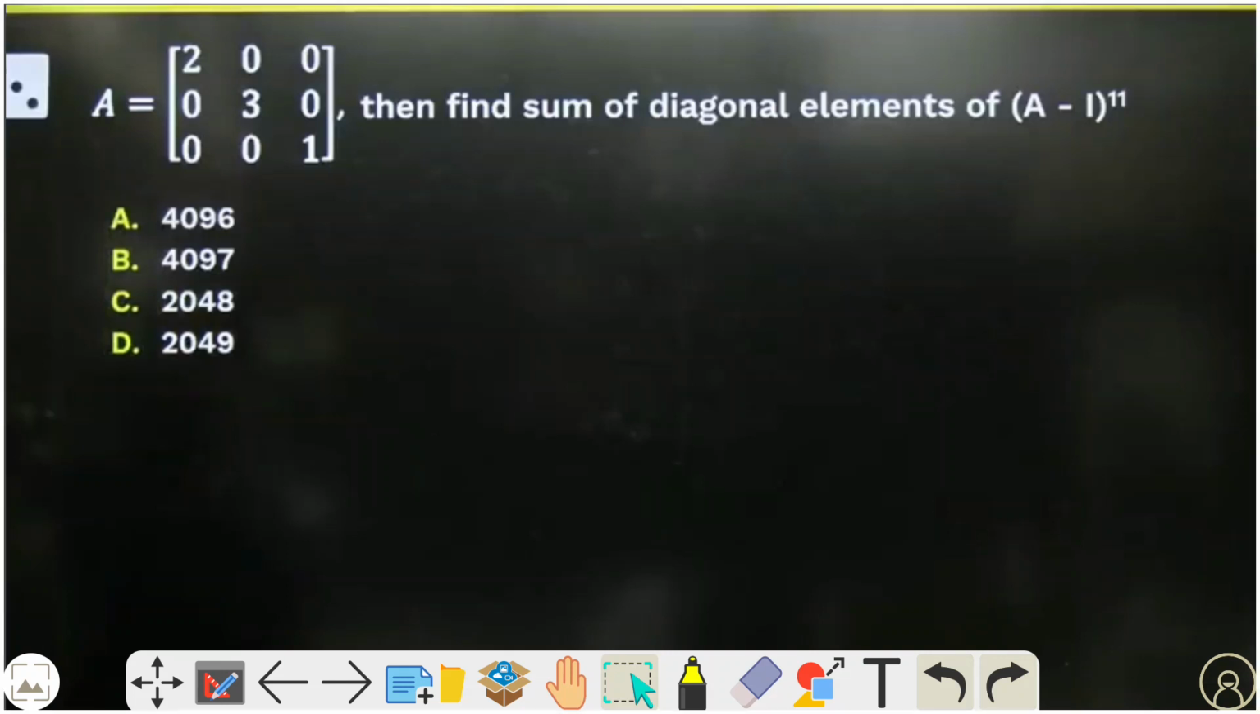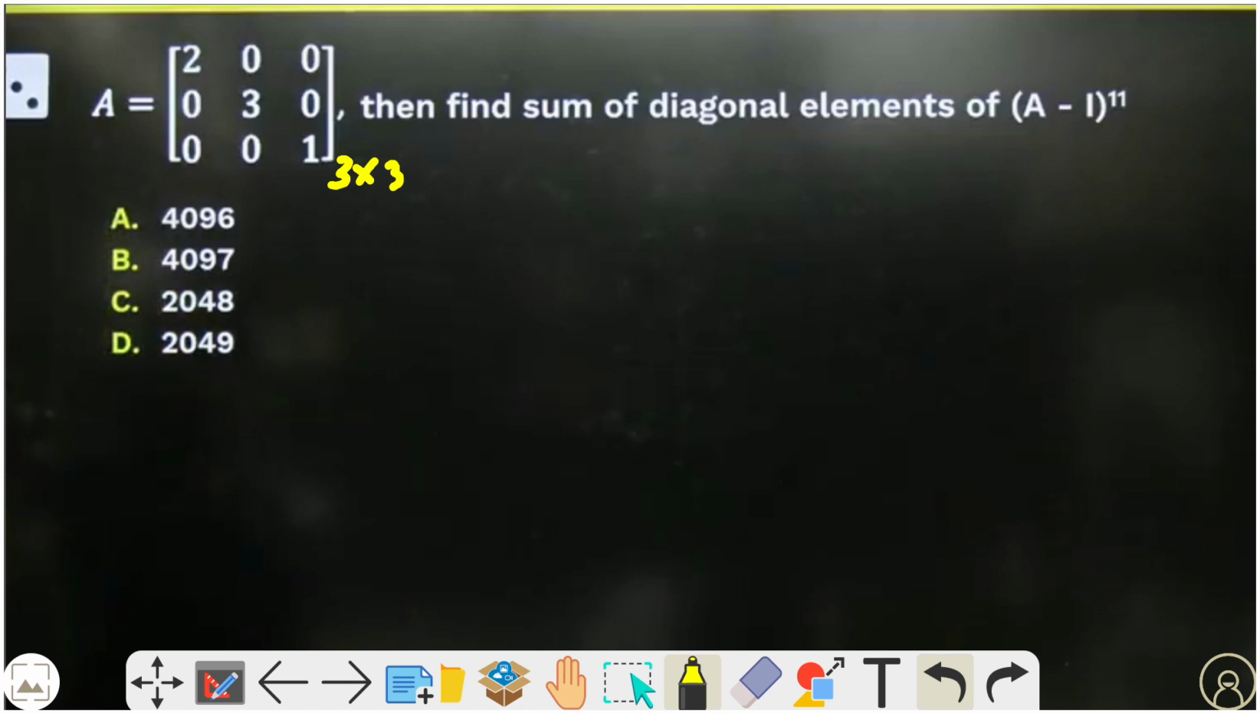So, JEE problem. This problem is from matrix determinants. You know very well about determinants. Just look at the question. A is a 3x3 matrix. Why? Because it has 3 rows and 3 columns. That is why A is a 3x3 matrix.